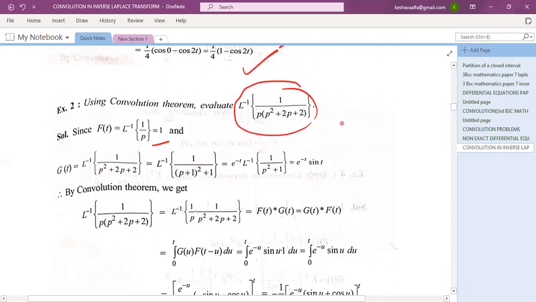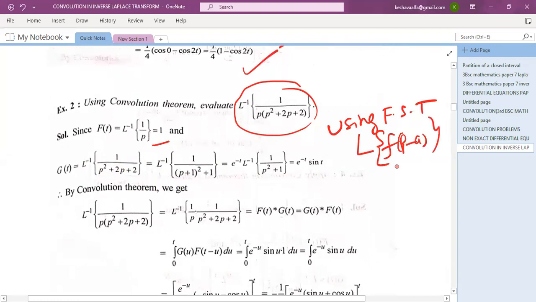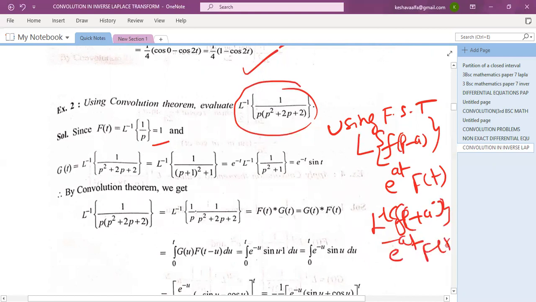So using first shifting theorem, what is first shifting theorem? L inverse of f of p minus a is equal to e power at f of t, or L inverse of f of p plus a is equal to e power minus at f of t. So that is L inverse of 1 by p plus 1 whole square plus 1. So here p plus 1 is there. So using first shifting theorem, we get e power minus t L inverse of 1 by p square plus 1. So 1 by p square plus 1 is sine t. So we get g of t is e power minus t sine t.